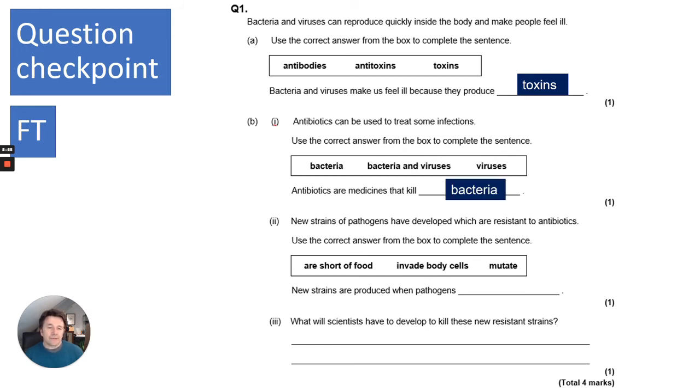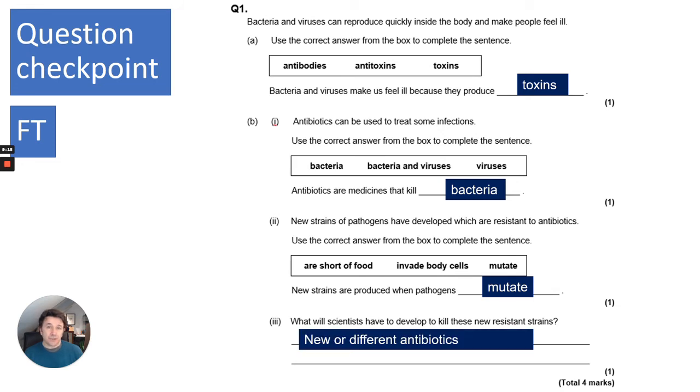New strains of pathogens have developed which are resistant to antibiotics. Use the correct answer from the box to complete the sentence. So new strains are produced when pathogens mutate. And then it says, what will scientists have to develop to kill these new resistant strains? So for 1 mark, they're going to have to produce new or different antibiotics.